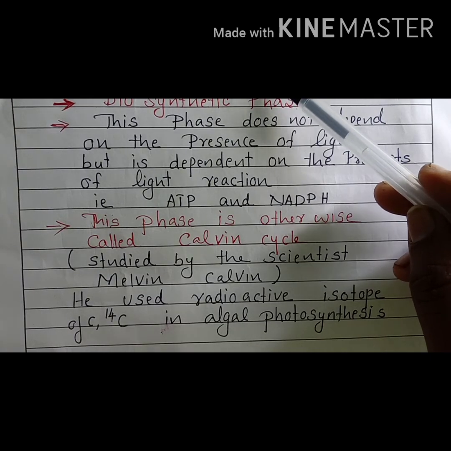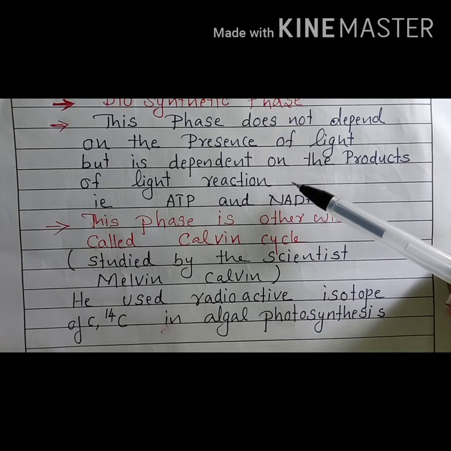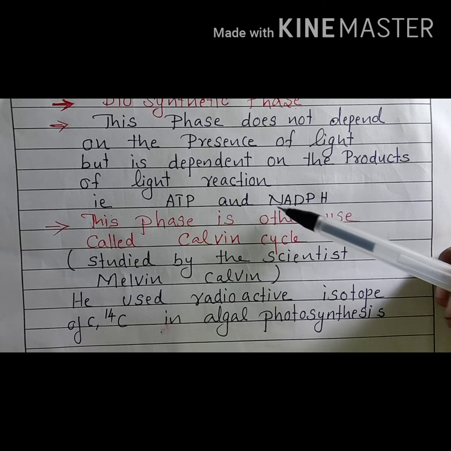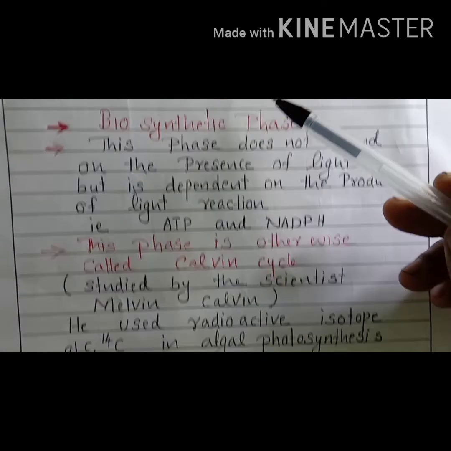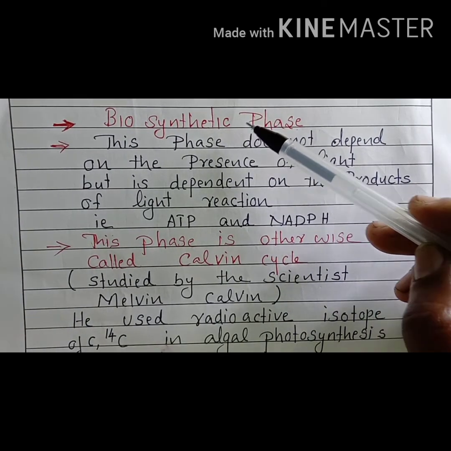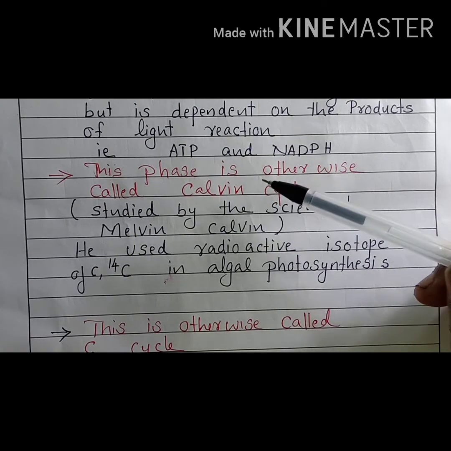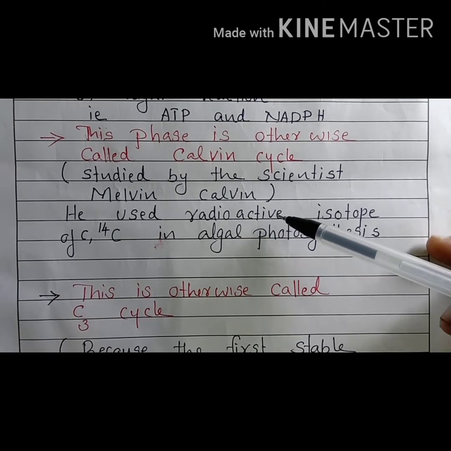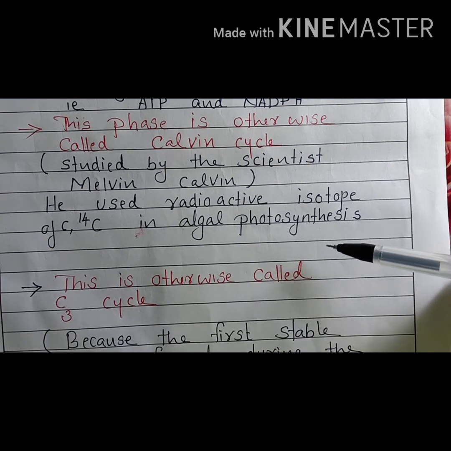Why is it called a dark reaction? Because even in the absence of sunlight this occurs. This reaction will occur, but it requires the products of the light reaction, ATP and NADPH. But in the absence of sunlight also it will happen, so the reaction is called a dark reaction. And here we see the formation of glucose, so this is otherwise called the biosynthetic phase. It is called the Calvin cycle because it was first studied by the scientist Melvin Calvin, and he used the radioactive isotope of carbon, carbon 14, in algal photosynthesis.